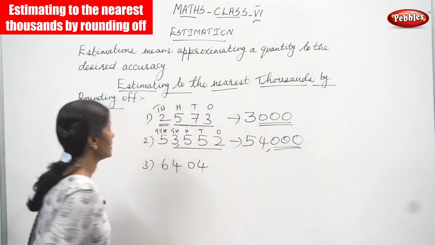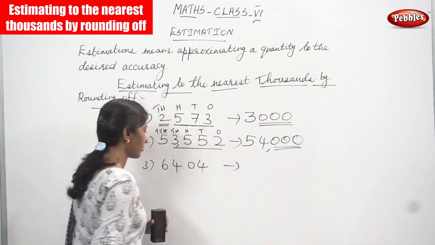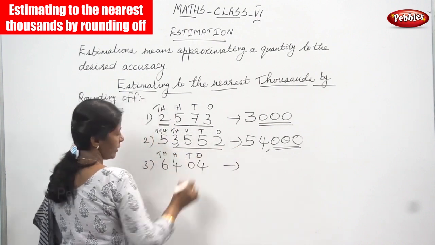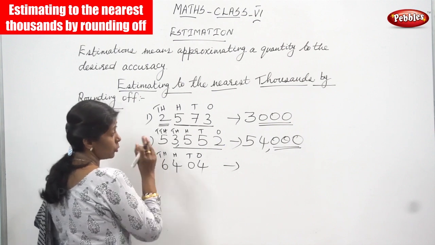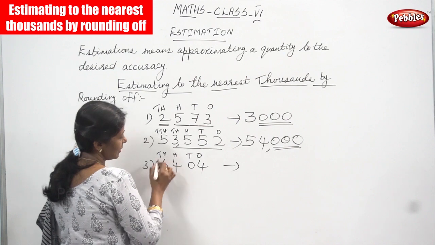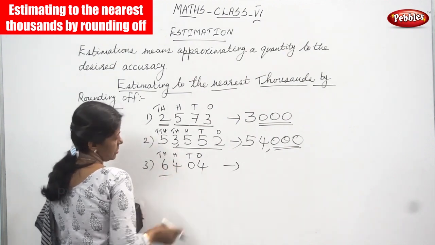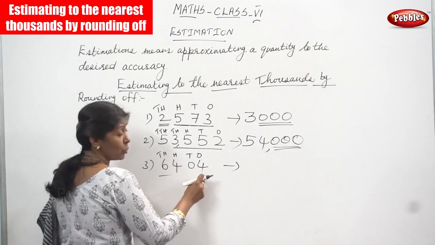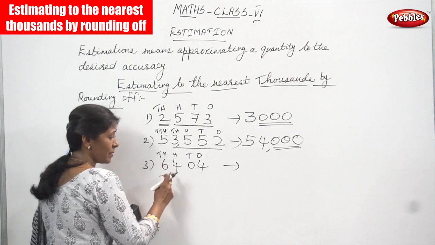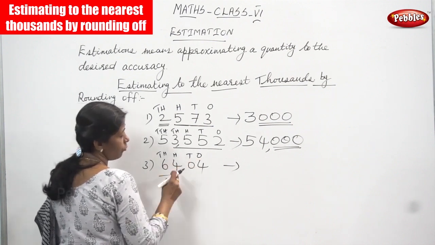Look at this number, 6,404. This is ones, tens, 100 and 1,000. You have to round off to the nearest 1,000. So what is the number in the 1,000 place? 6. Even though you have to change the nearest 1,000, you have to consider the 100 place, 10's place and 1's place. What is the number in the 100 place? 4, and 10's place 0, and 1's place 4.